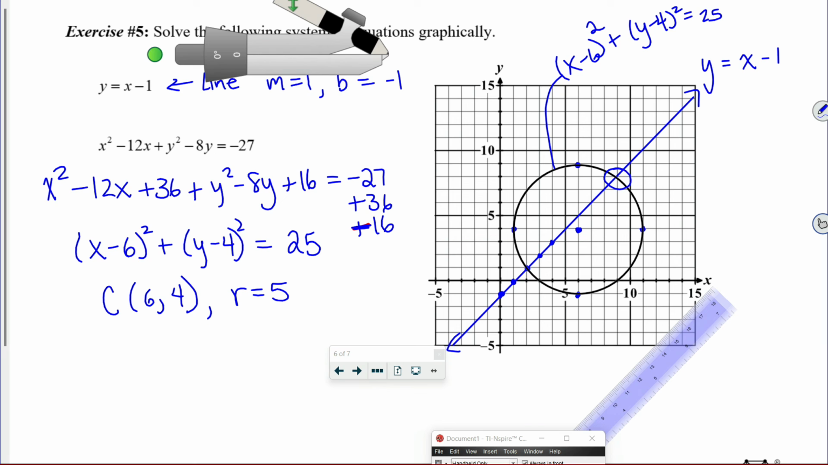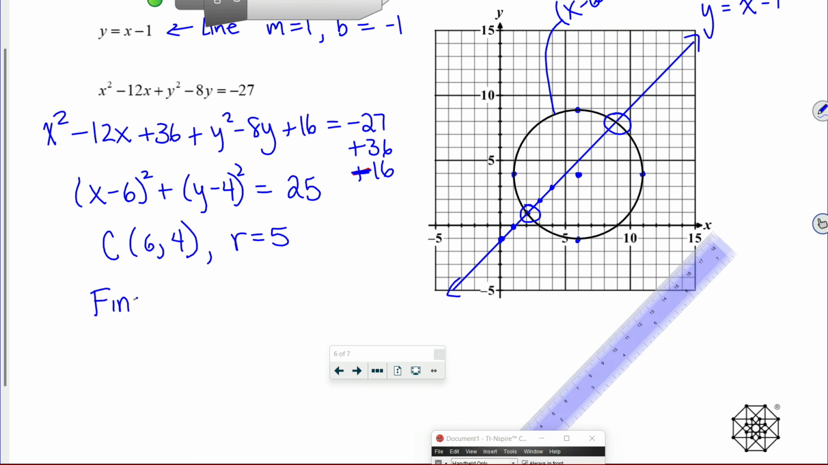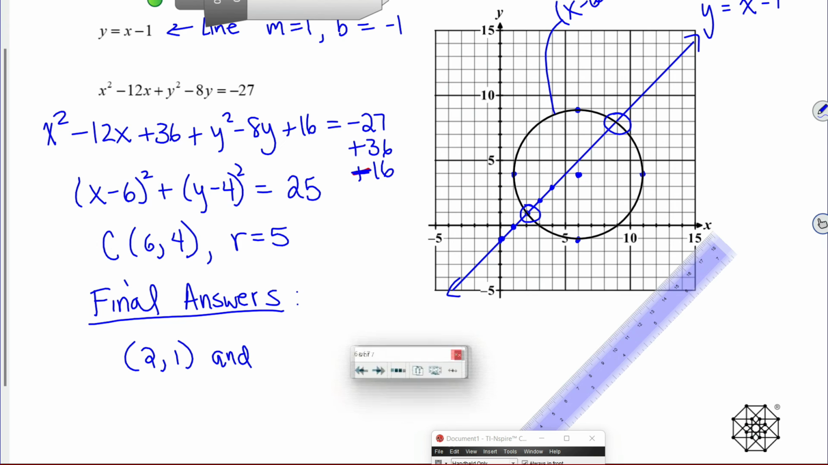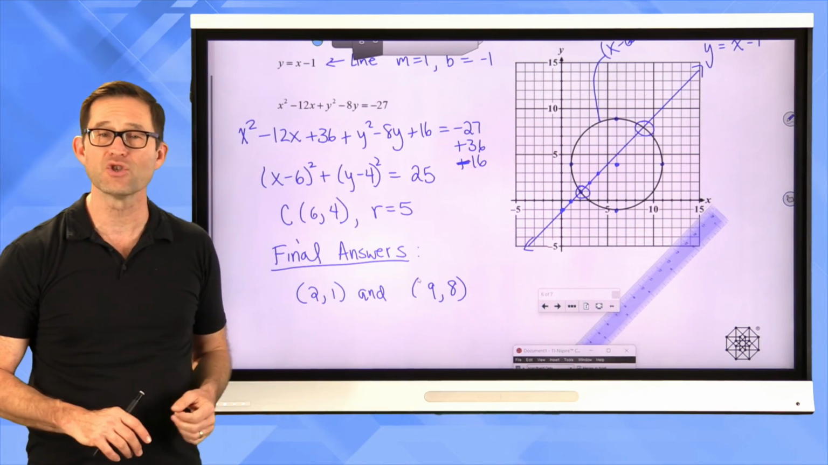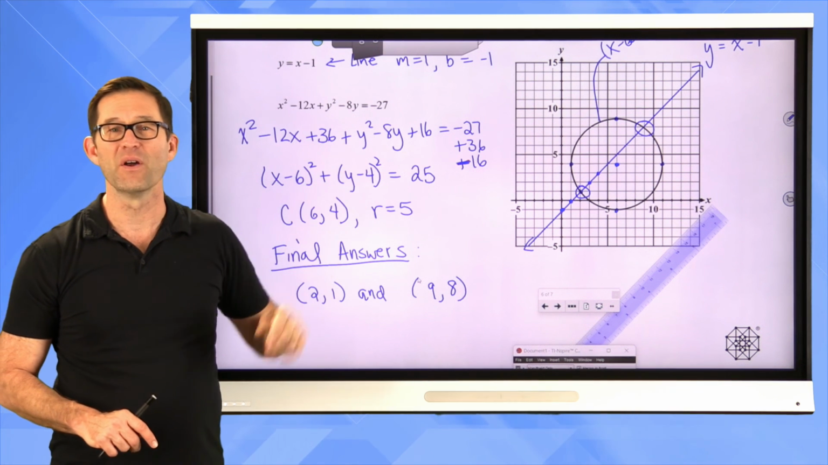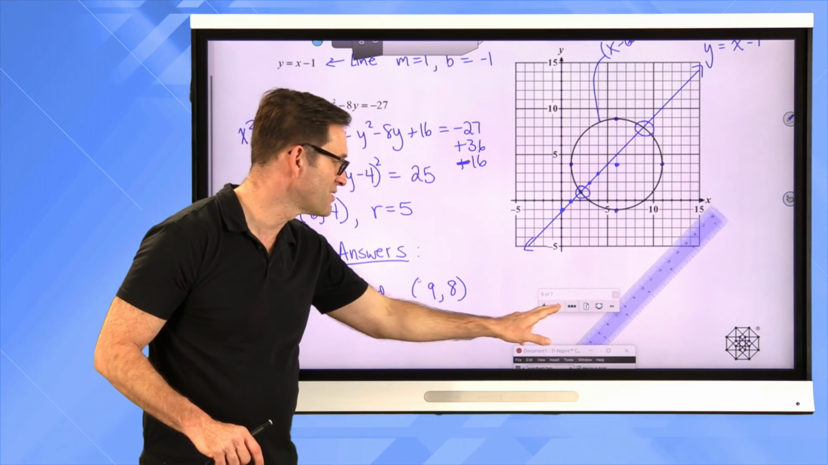We have an intersection point right here, an intersection point right here. So my final answers are the point 2, 1 and the point 9, 8. And that's it, right? So a little system here. You could certainly be expected to do that in geometry, right? Because we know how to graph a line, we know how to graph a circle, and then we just find their intersection points. All right, let's wrap this up.